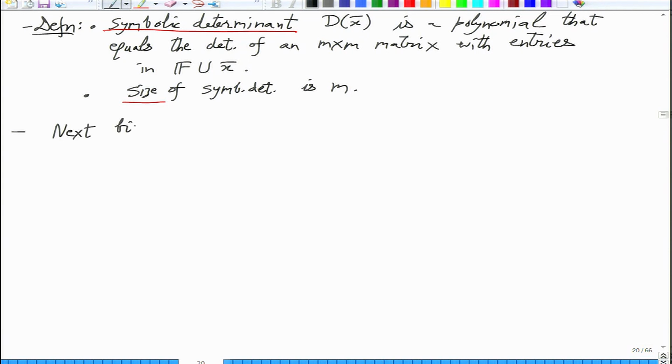So the next big connection is between the algebraic computational model ABP and the symbolic determinant. We will show that they are equivalent up to polynomial size.